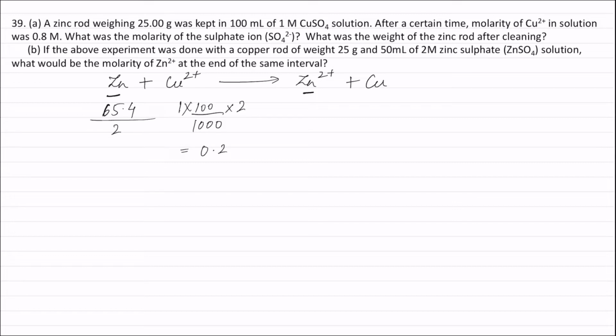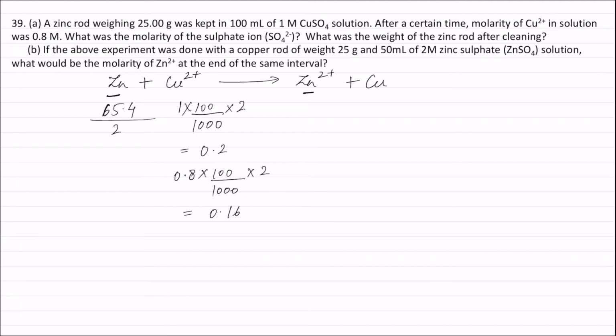Now after a certain time, after the reaction, the molarity of Cu2+ ions in the solution was 0.8 M. Therefore, the equivalents of Cu2+ ions present in the solution after the reaction was molarity, that is 0.8, into the volume of solution in liters, that is 100 divided by 1000, into the valency factor, that is 2, and this is equal to 0.16 equivalents.